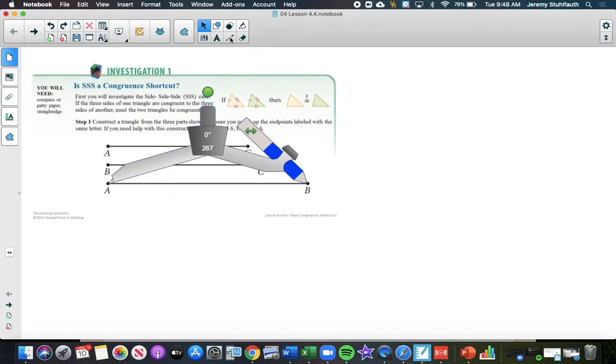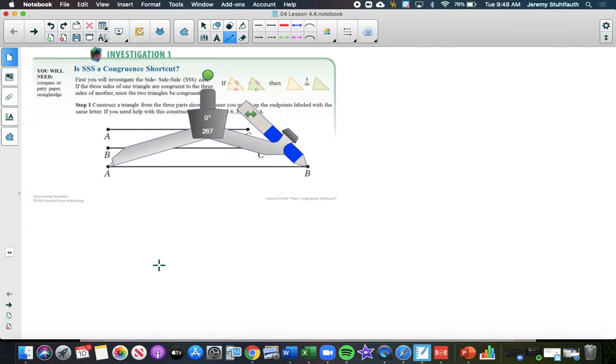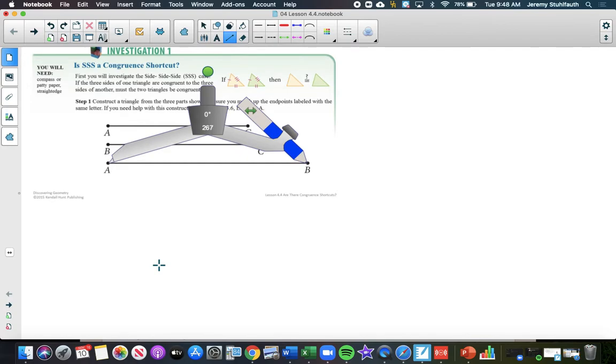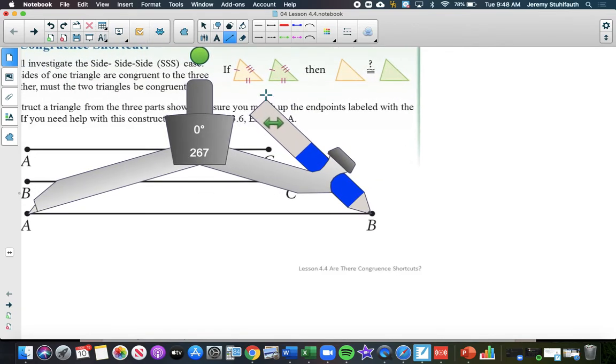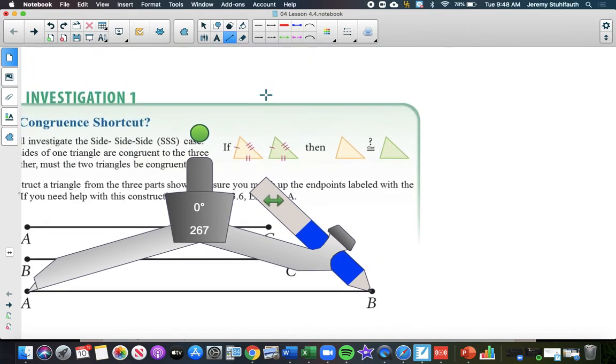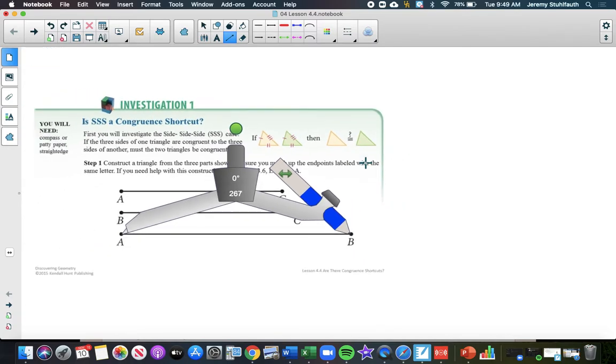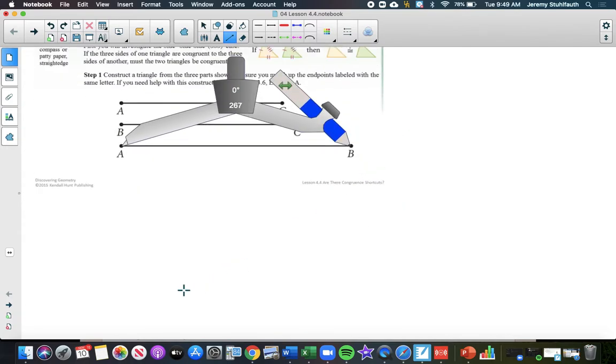So again, what we have here is 3 sides of a triangle. We're going to put them together and create a triangle and see if knowing that 3 corresponding sides are congruent is enough to say that the 2 triangles are congruent. So if you look at it, here's what we're saying. If you have this yellow triangle and this green triangle, and you know that this side is congruent to this side, and this side is congruent to this side, and these 2 sides are congruent, can we say that the triangles are congruent? So let's complete this construction.